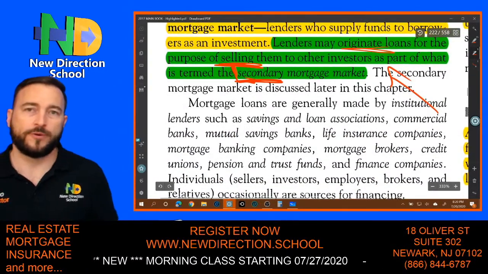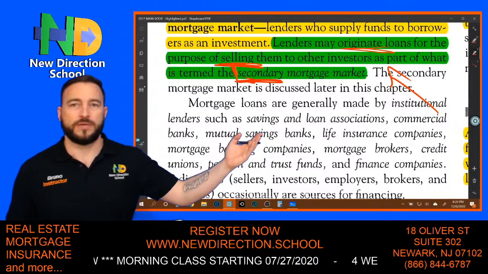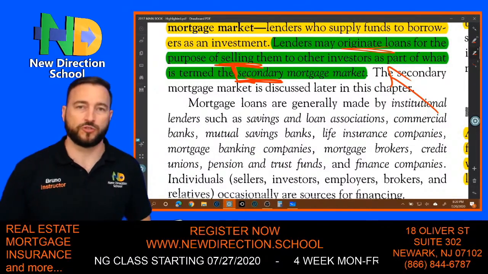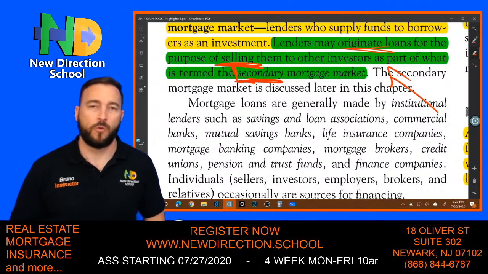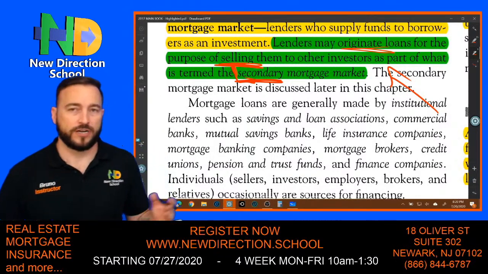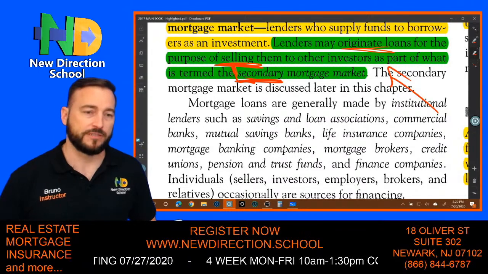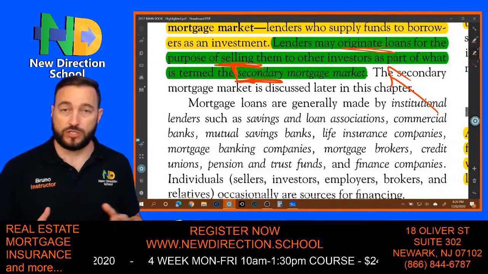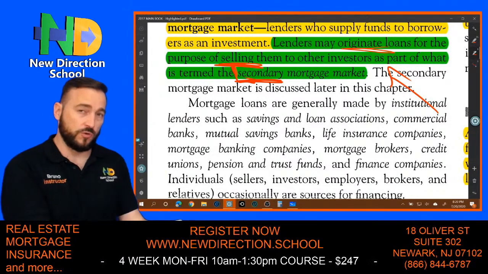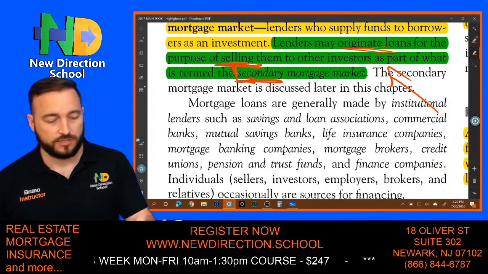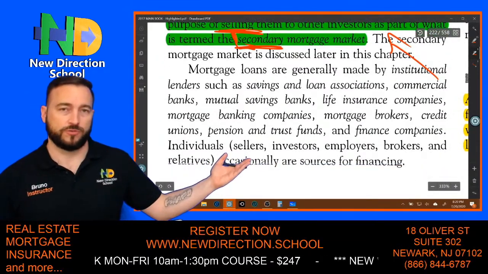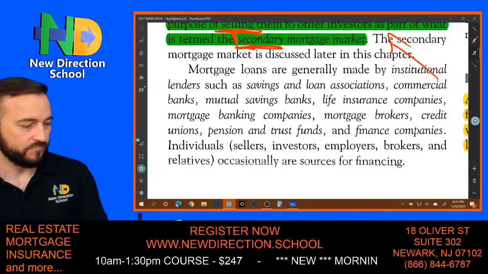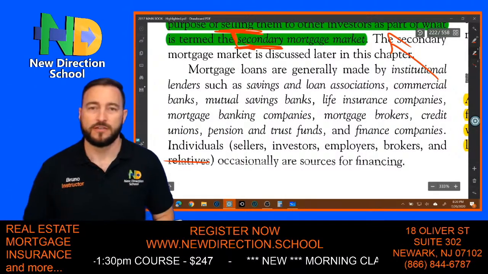Now, who can originate loans? Well, it could be institutional lenders like savings and loan associations, commercial banks, mutual savings banks, life insurance companies, mortgage banking companies, mortgage brokers, credit unions, pension and trust funds, and finance companies. So there's a lot of institutional lenders that could lend money to you to buy a house. Also, we have individuals, so sellers, investors, employers, brokers, and let's cross this one out, relatives.